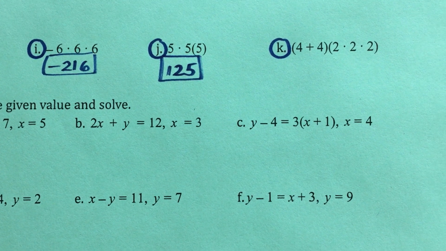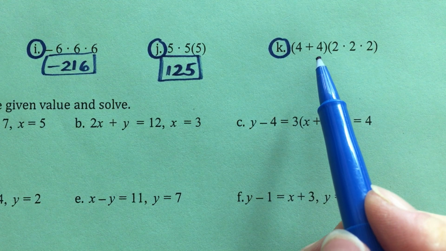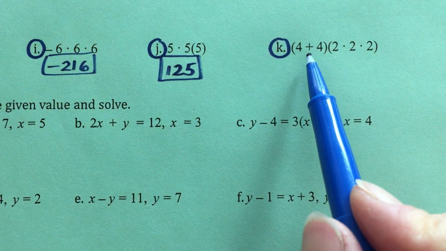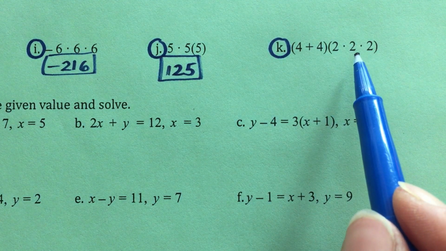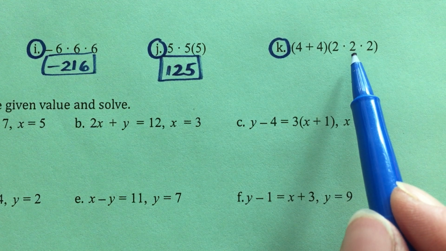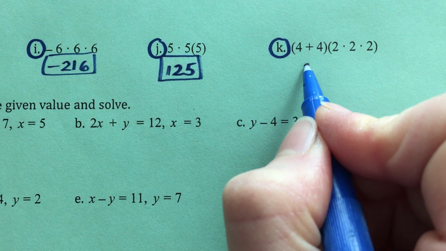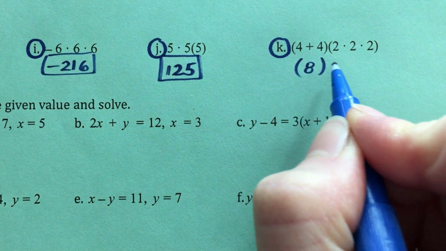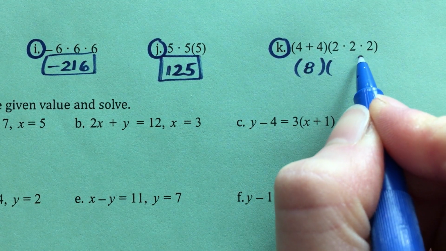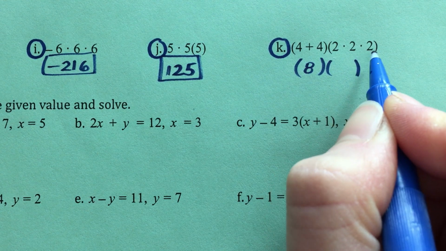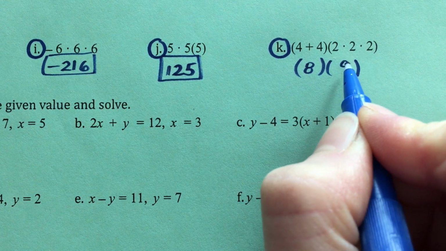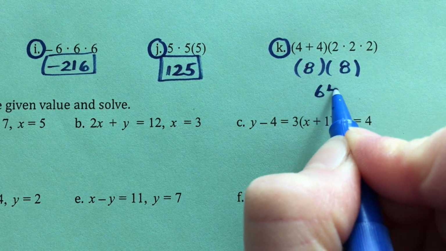Part K though, why do the parentheses matter here? It's because we have different operations going on, addition and then multiplication. So follow PEMDAS and do what's in the parentheses first. 4 plus 4 is 8. 2 times 2 times 2. 2 times 2 is 4, times another 2 is also 8. So we have 8 times 8 is 64.